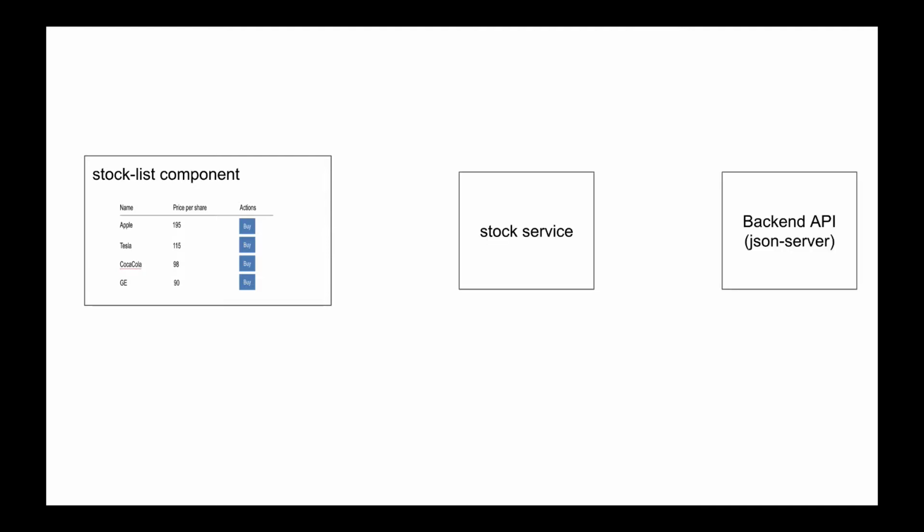And I will abstract all the API calls that the component will need to do, for example, to fetch the list of stocks. I'll abstract these API calls behind a service so that my component won't need to be concerned with how these API calls are performed. It just asks the service, hey, give me a list of stocks, and that's it.